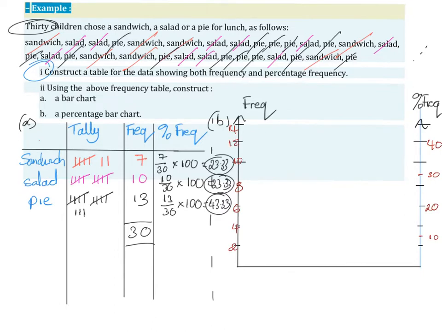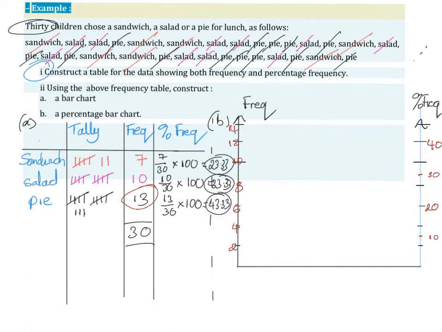So I've set up my scale on my vertical axis. On the left hand side is the frequency. I've gone up in 2s all the way up to 14, purely because my biggest frequency there is 13. So I don't have to go any higher than that. Now on the right hand side, I have gone up in percentages.